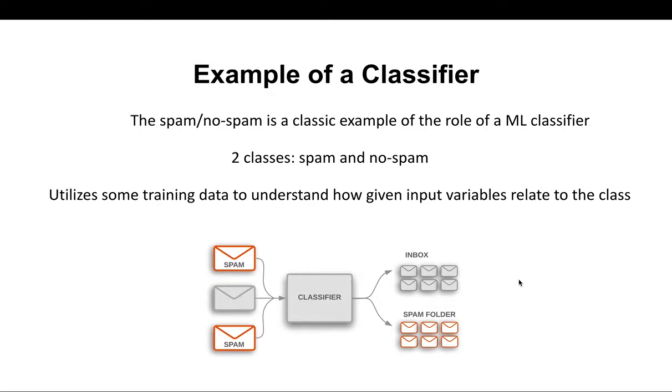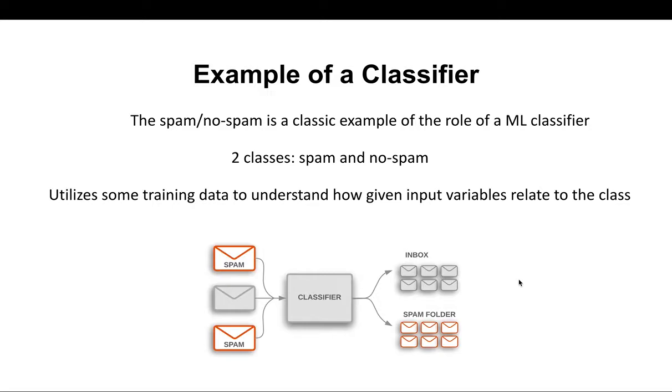So we need an algorithm that can clearly distinguish and differentiate between the two and place not spam emails in inbox and spam emails in the spam folder. So the way this would work is that we would utilize some training data to understand how the given input variables relate to the class.